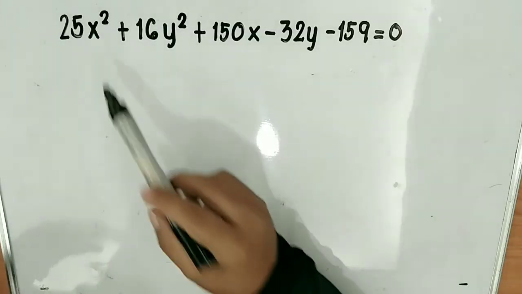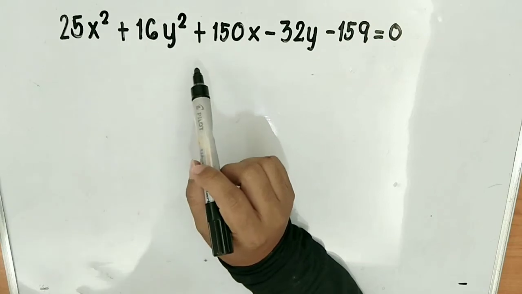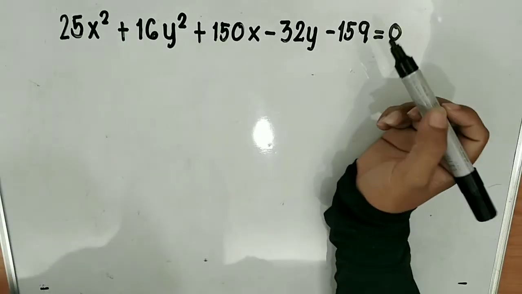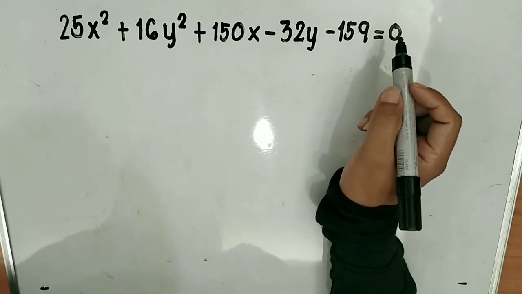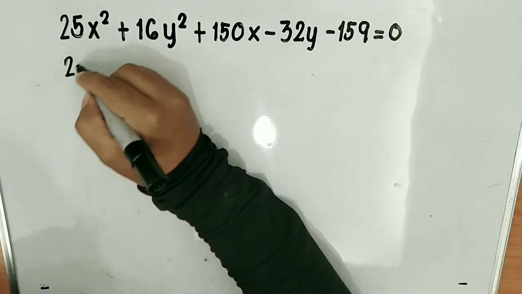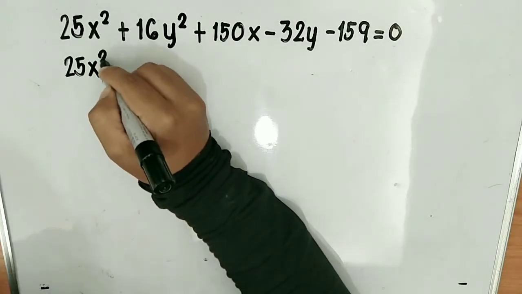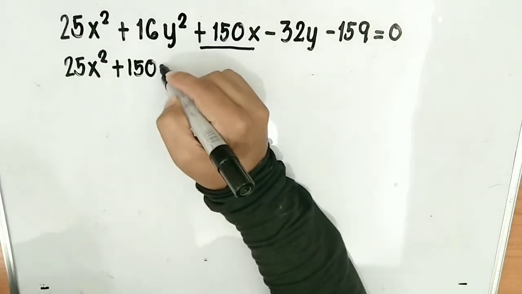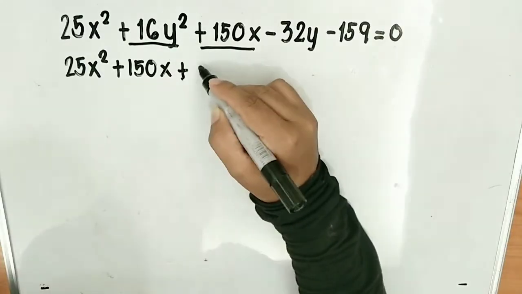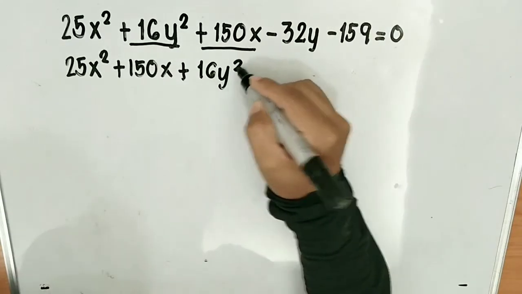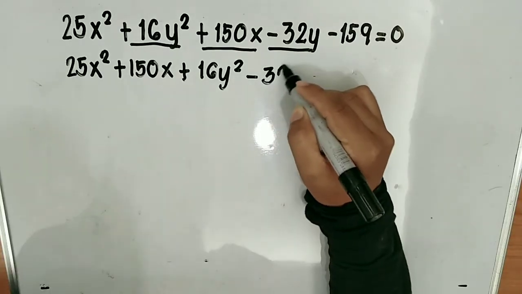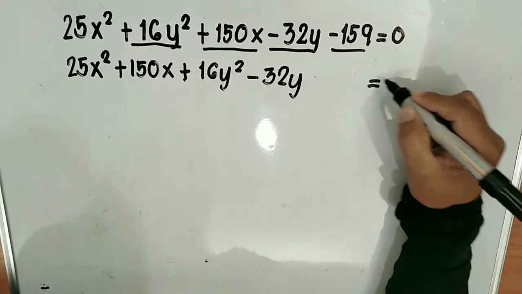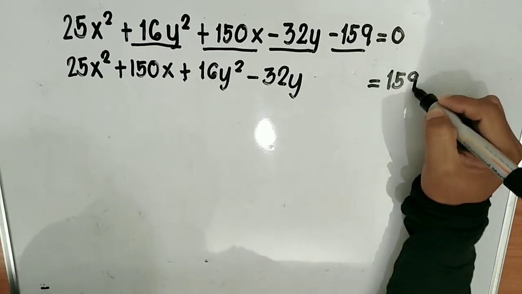So next example, we have 25x squared plus 16y squared plus 150x minus 32y minus 159 is equal to 0. So first step, we will group the terms according to variables. So 25x squared with 150x, 16y squared, that is positive, with negative 32y. Then we will transpose negative 159 to the right side of our equation. So this will become positive 159.